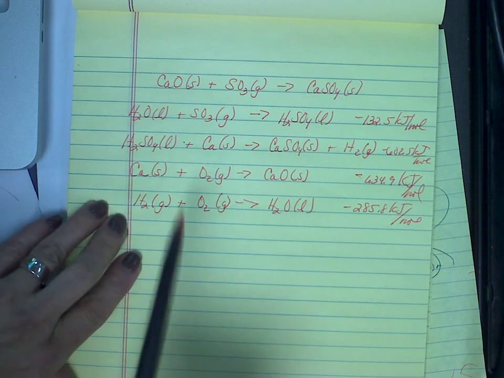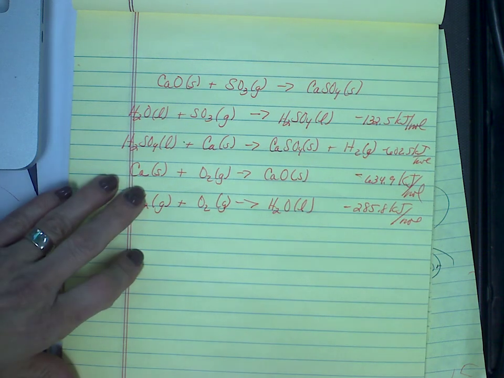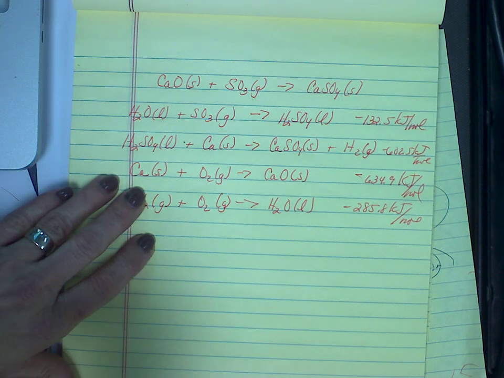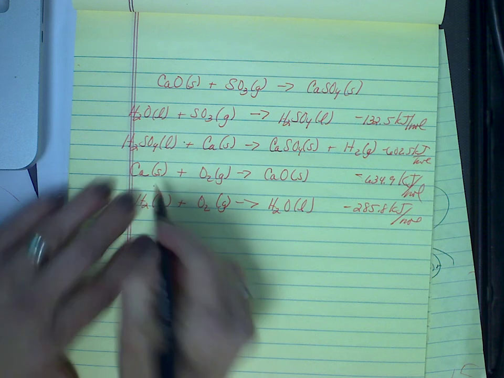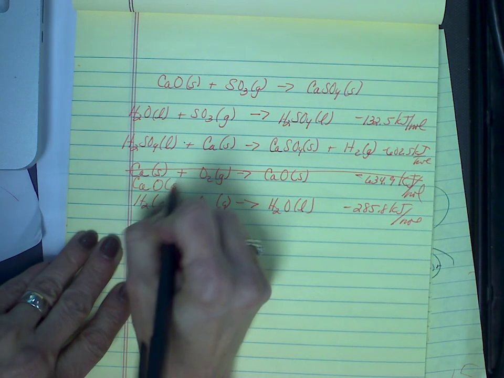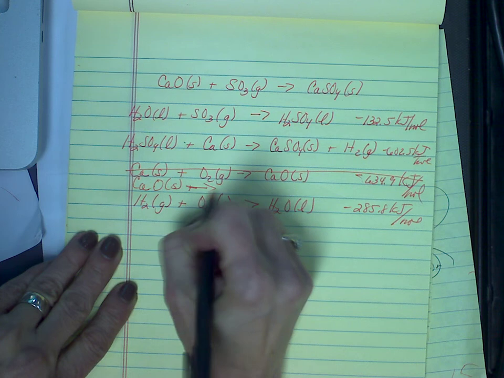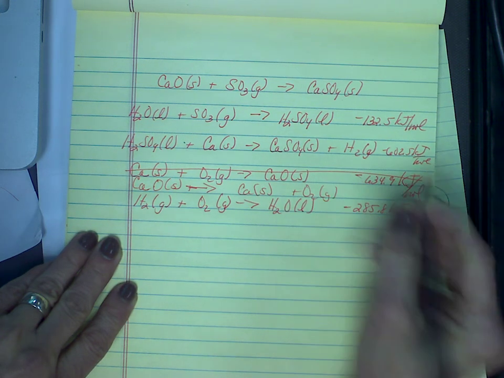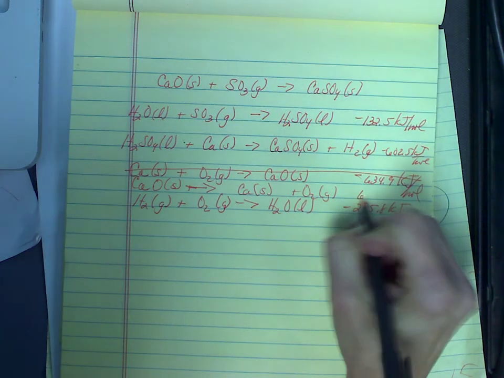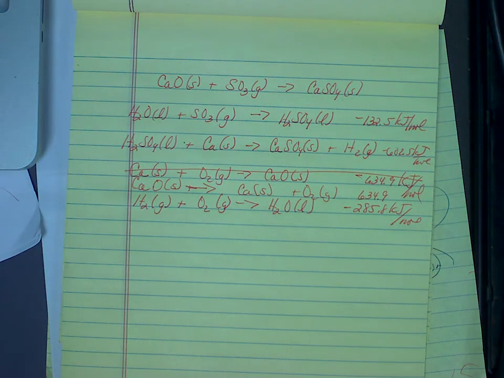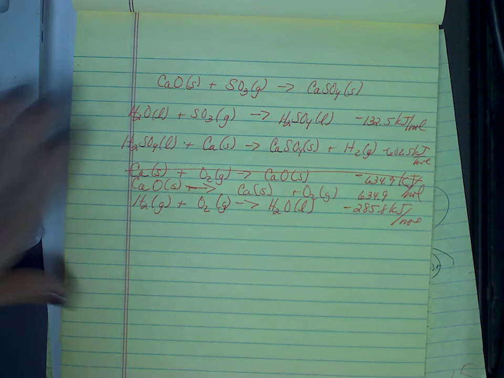Now, we also need sulfuric acid to cancel out, right? And we want CaO on the left side, so we're going to flip this one, okay? And when you flip this, this is what you get. And I have a positive 634.9, okay? Because when you flip, you change this. It's just like physics. You change the symbol, okay?